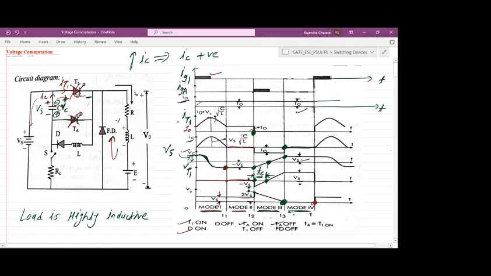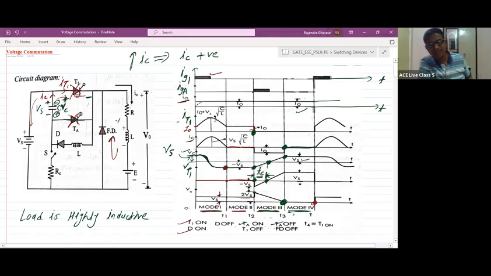Sir, in this diagram, I understand that only the capacitor will control T1 and the auxiliary thyristor also, sir. Yes, correct, this is the key. The capacitor plays a very important role, as well as the inductor also. These two elements play a very important role.